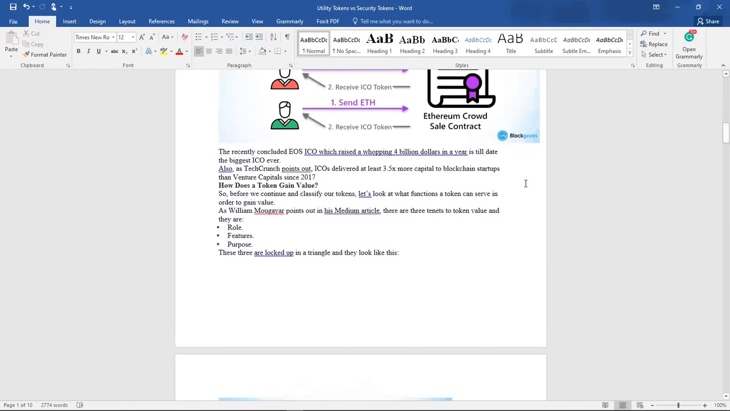We have now the question which Damalis was asking on how does a token gain value. So before we continue and classify our token, we will need to look at what functions a token can serve in order to gain value.